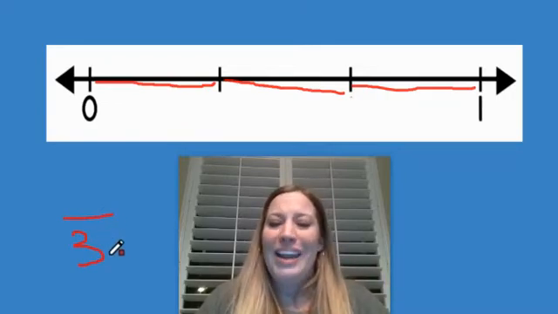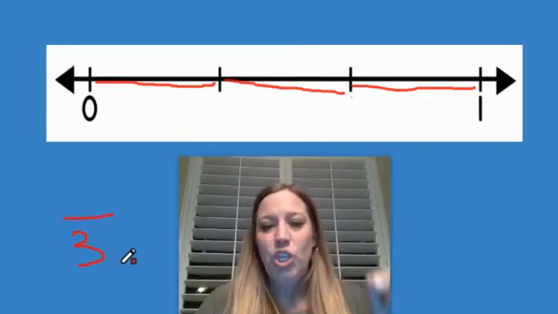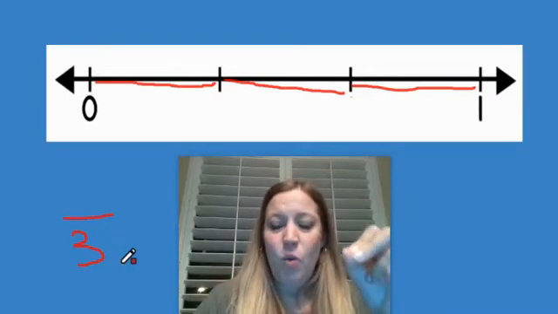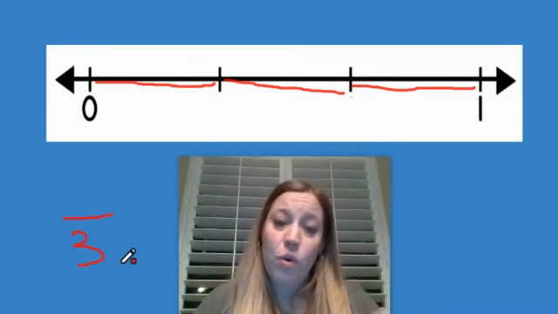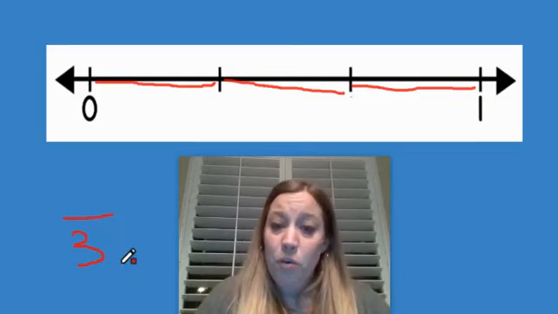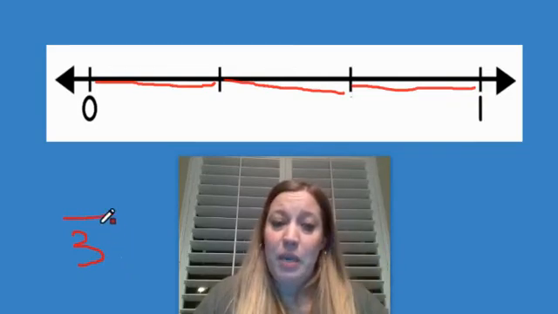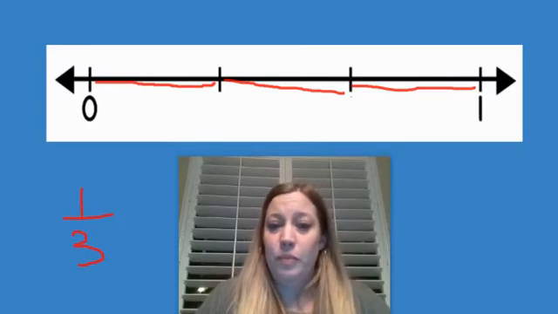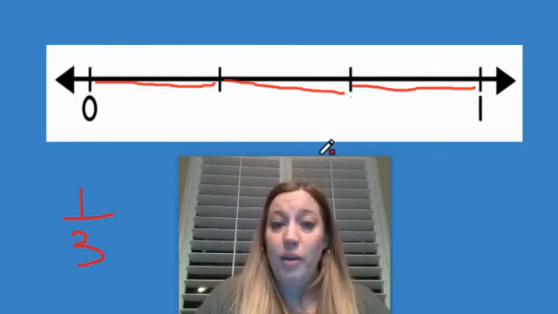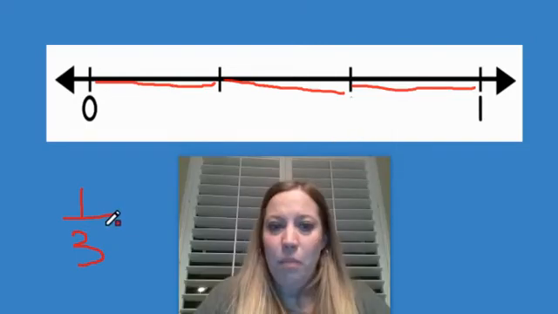So now I need to think about what each individual piece is. What is the unit fraction for this number line? Well, remember the unit fraction is just 1 piece. So my numerator is going to be 1. My unit fraction for this number line is going to be 1/3. And now I can count by 1/3.